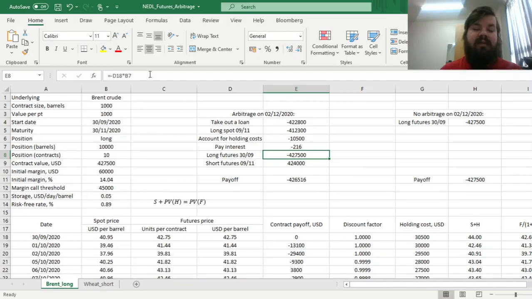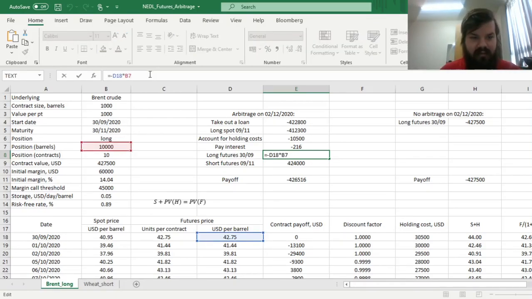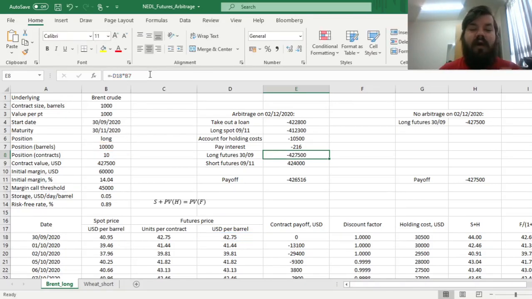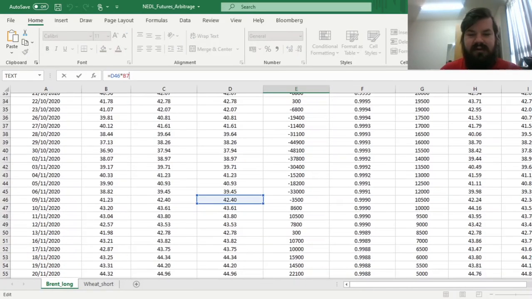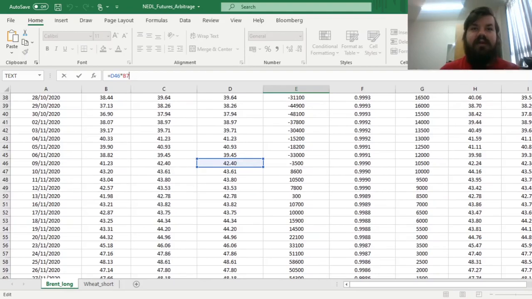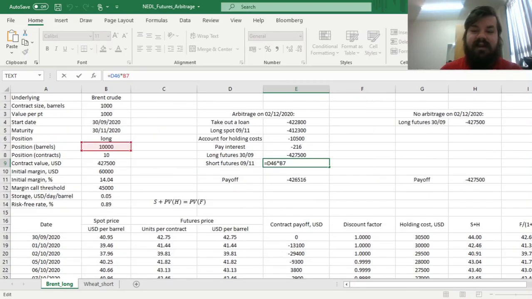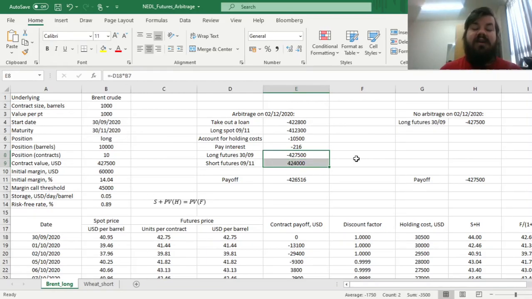Then, at the very end, we would have accounted for our initial hedge, so we would have honored our initial contractual obligation by buying 10,000 barrels on the futures markets, so paying $427,500 for our initial futures contract. But given the fact that we shorted futures on the 9th of November, we would have also received $42.4 per barrel for the 10,000 barrels, meaning that this effectively cancels our initial hedge, and we can stick with the physical oil we have bought at the spot on 9th of November.